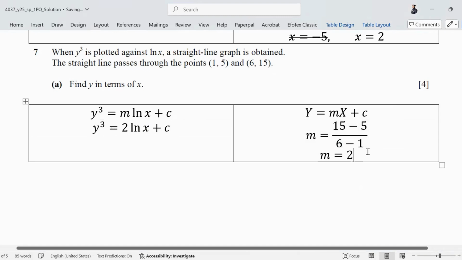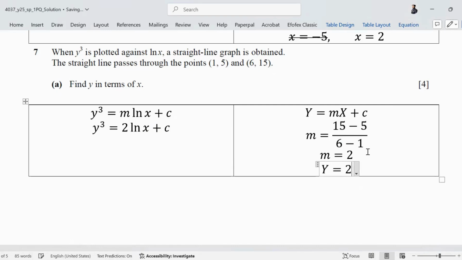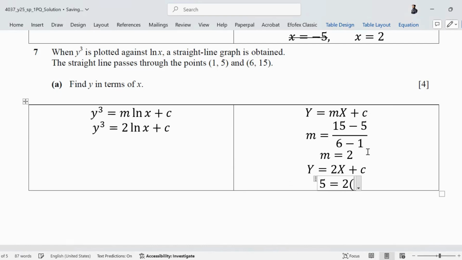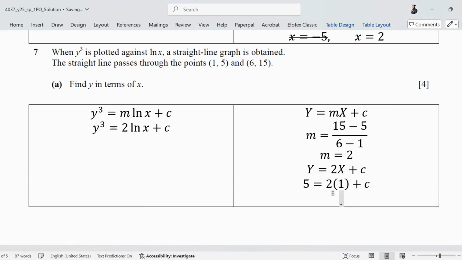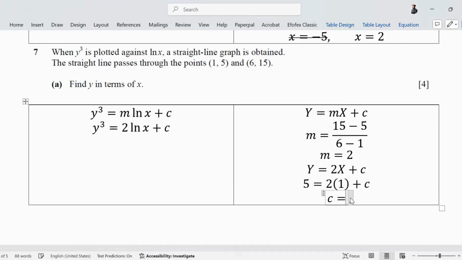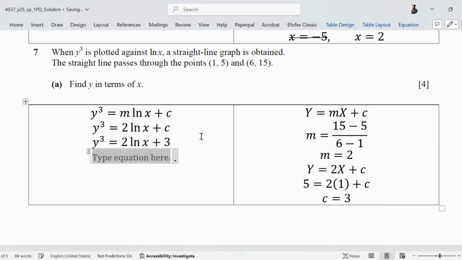Now in order to find the y-intercept, I can just simply plug in, writing this equation in this way as well, y as 5 and x as 1. Remember, this x is not the variable x, it is the coordinate on the horizontal axis. So I cannot just plug in x and y over here, that would be wrong. I would have to plug it in place of entire y cube and entire ln x. So the value of c is 3. And now I can write the equation: y cube is 2 ln x plus 3.